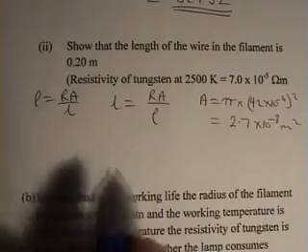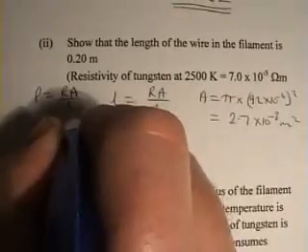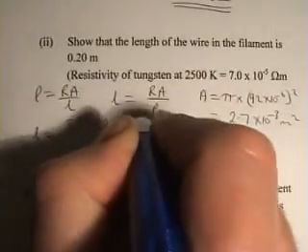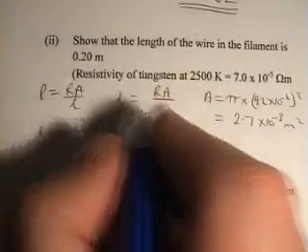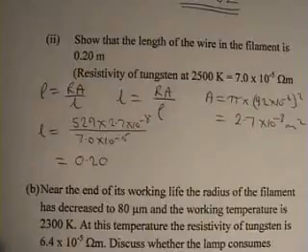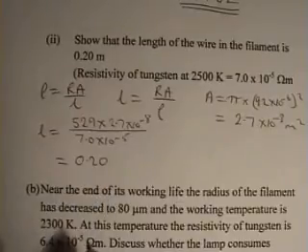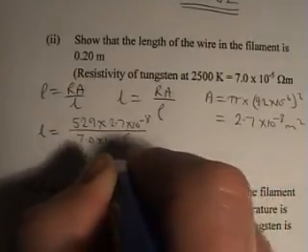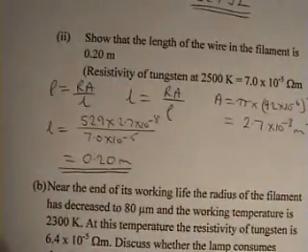So now we've got the area, we can continue finding L. L equals R, which is 529, times A, which is 2.7 times 10 to the minus 8, divided by the resistivity, which is 7.0 times 10 to the minus 5, which gives us an answer of 0.20. The calculator says 0.204, but we're only going to use two significant figures, so 0.20 meters. So we've got the answer, and it's what we're looking for, so we've shown that that was the correct value.